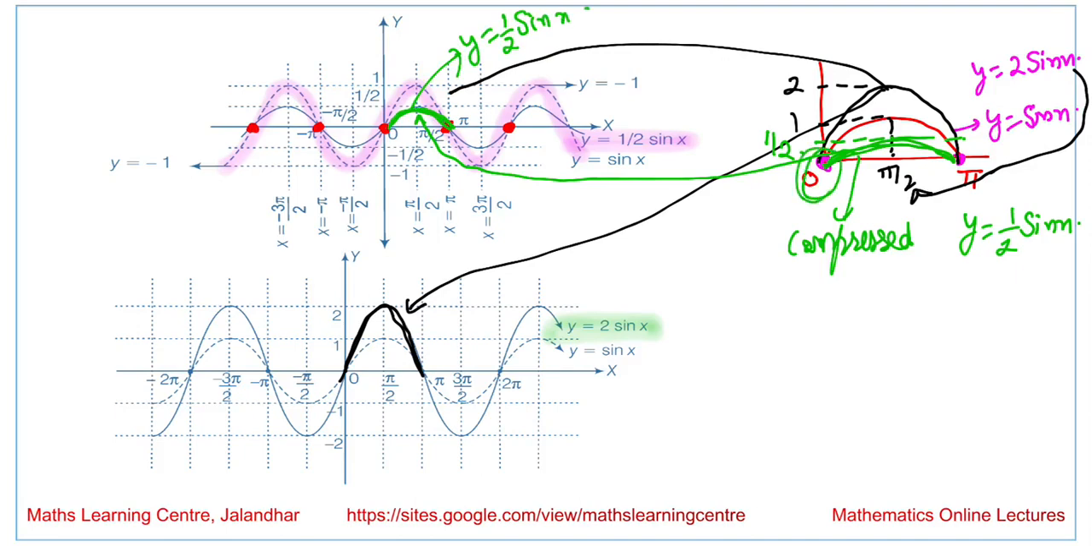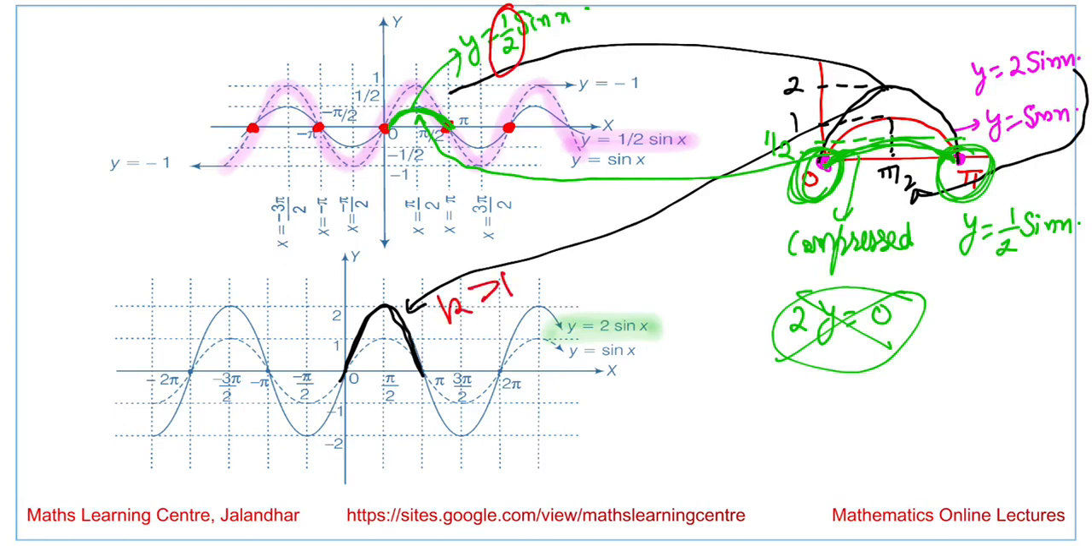It is important, I am again mentioning, that both these points are fixed, because for these points the value of y is 0. So if we multiply it with 2, the answer will not change. These points will remain fixed, and for all other points the graph will either expand or shrink. It depends upon the value of k: if the value is less than 1, the graph will be shrinking or compressed, and if the value of k is greater than 1, the graph will be expanded.